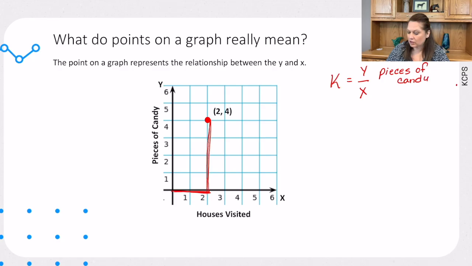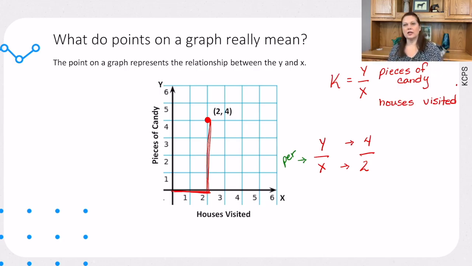The y, if you look at its label, is going to be the houses visited, or the number of houses visited. So when we take that and plug in our numbers, y over x, that's going to be 4 pieces of candy, and we're going to visit 2 houses. Now, this division bar, or fraction bar, we actually read as a per. So when we come over to our fraction or ratio that we've rewritten with our numbers, we're going to say 4 pieces of candy per 2 houses.